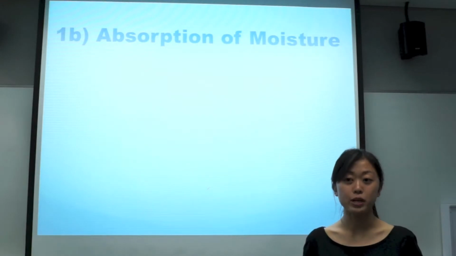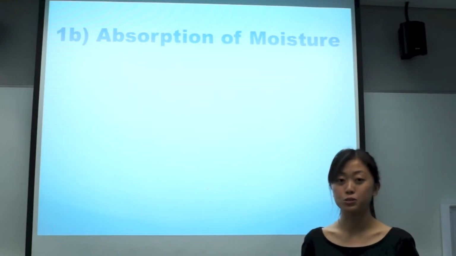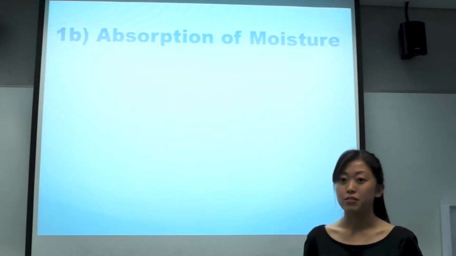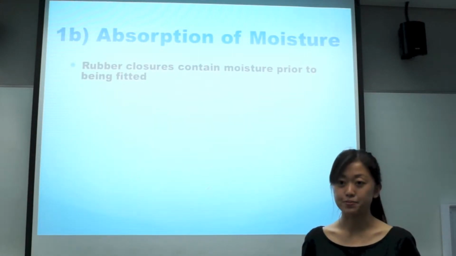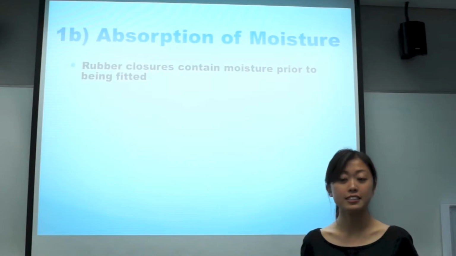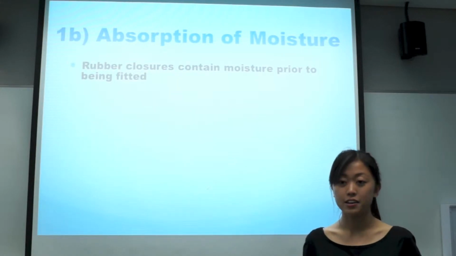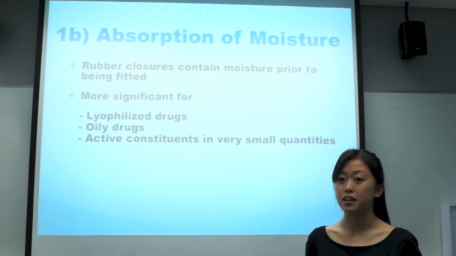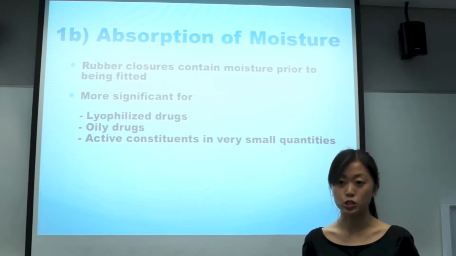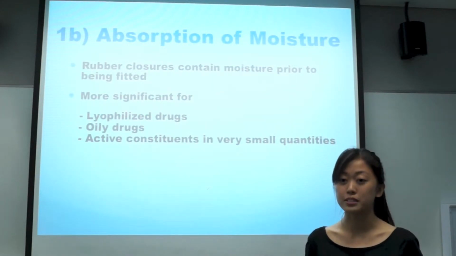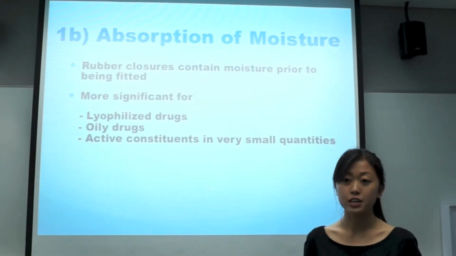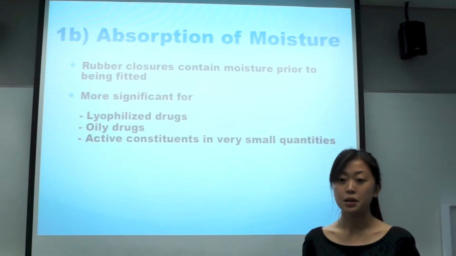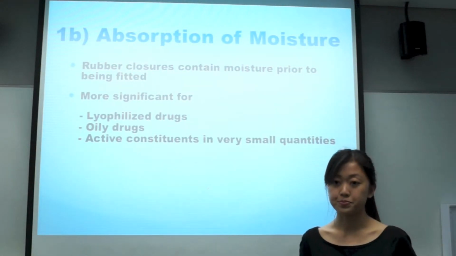The ability of rubber closures to absorb moisture should also be evaluated. Rubber closures absorb moisture before they are fitted on the container. The absorbed moisture eventually enters the medicinal product in the container via desorption, and this is particularly problematic for lyophilized drugs, oily drugs, and drugs present in very small concentration. Such exposure to moisture compromises such formulations' biointegrity, solubility, and concentration.